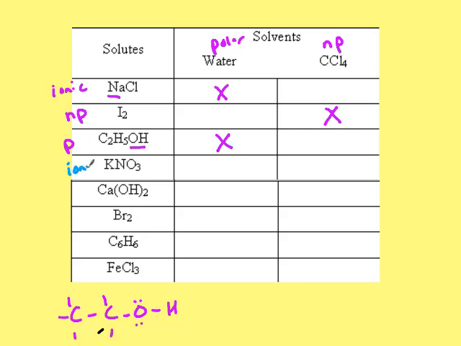KNO3 was ionic, so it should have dissolved better in water. Calcium hydroxide is a base, but it's ionic as well, so it dissolves better in water. Bromine is nonpolar, so it dissolves better in CCl4. If it's just CNH, it's nonpolar, so that dissolves better in CCl4. And iron 3 chloride is ionic, so that dissolves better in water.